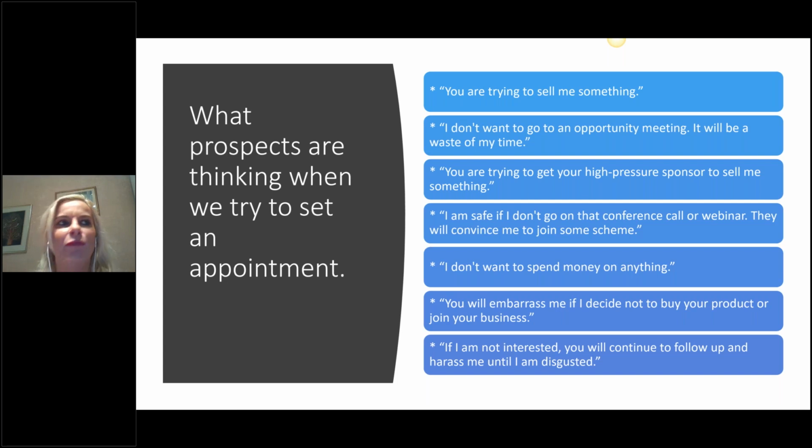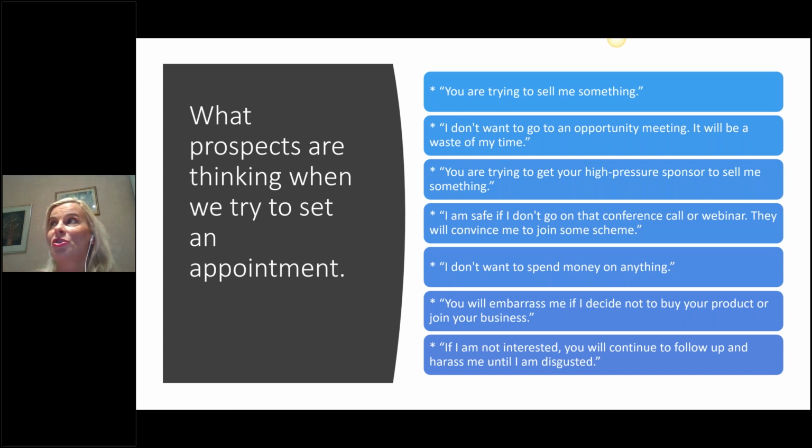So what are prospects thinking when we try to set an appointment, when we call them and try to come across wanting to get this appointment or talk about our opportunity? Well, what do they think? You're trying to sell me something. I don't want to go to an opportunity meeting. It will be a waste of time. You're trying to get your high pressure sponsor to sell me something. I'm safe. I don't go to a conference call or webinar.